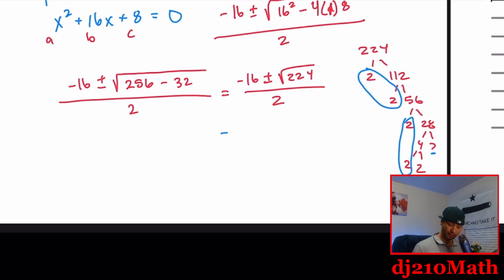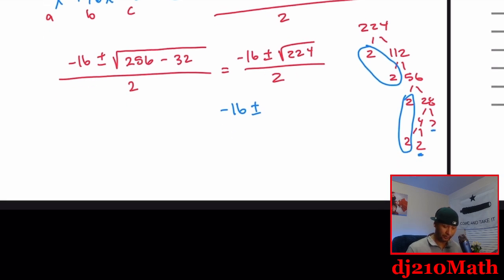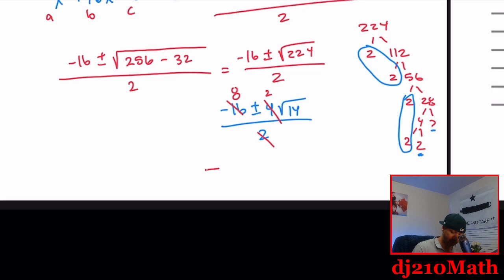So what we're going to get is negative 16 plus or minus. A 2 came out, a 2 came out. So that's going to mean 2 times 2 is 4, square root of 2 times 7, 14, all over 2. All right, we have 3 terms, 2 on top, 1 on the bottom. So they're all even, so we can take out a 2 from everything. This is going to be 8, and this is going to be 2. So final answer, negative 8 plus or minus 2 root 14. 14 can't be broken down, 2 and 7.